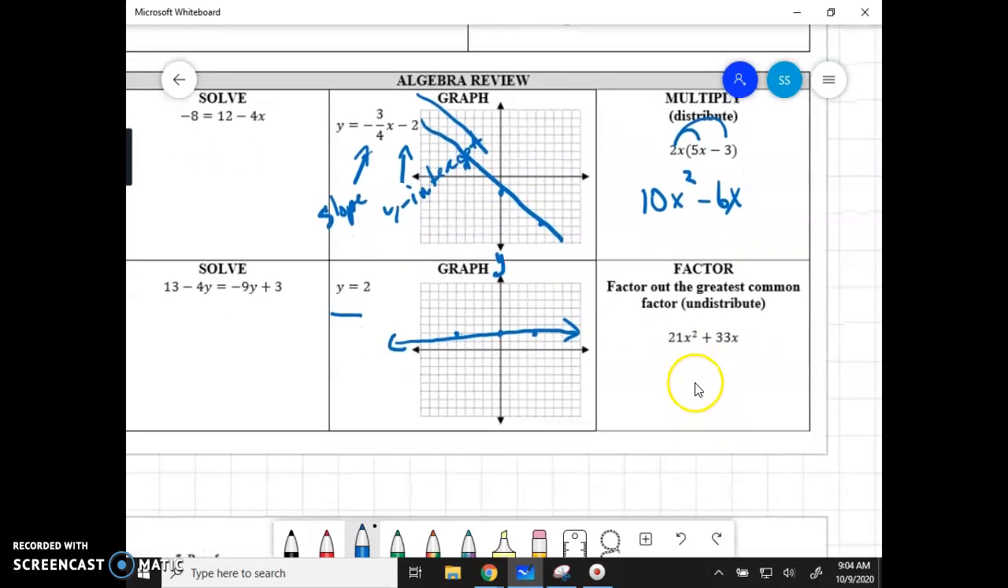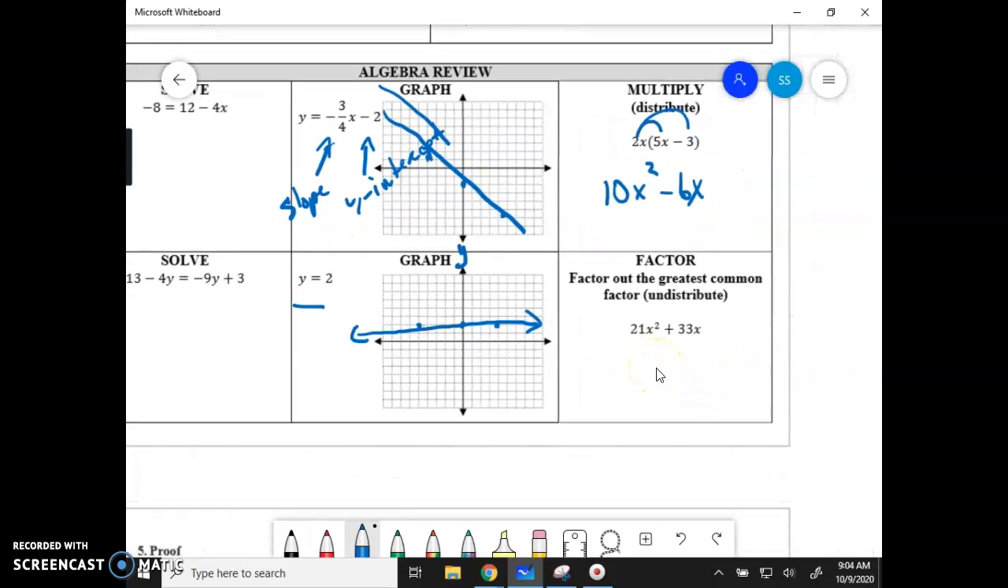And here's kind of the opposite of distributing, undistributing. We can see what we can take out. We know we can pull an x out from each one of them. And what can we pull out in terms of numbers? These seem to both be divisible by 3. So I'm going to pull out 3x. Divide 21 by 3, we get 7x plus 11.